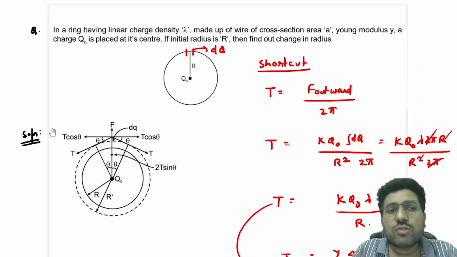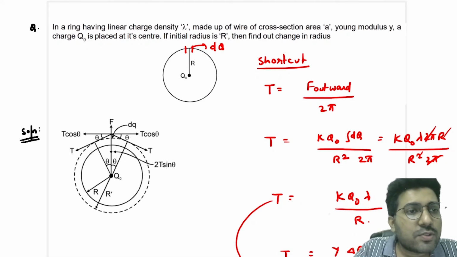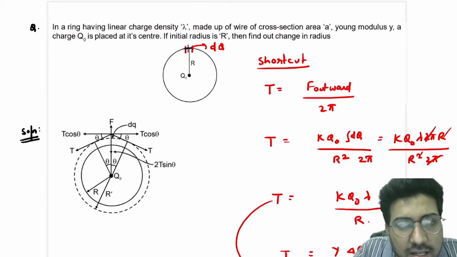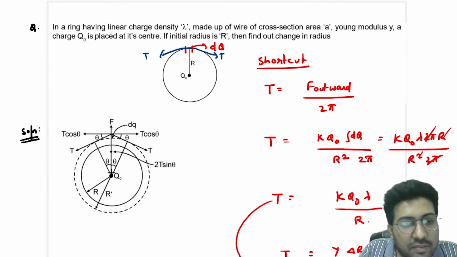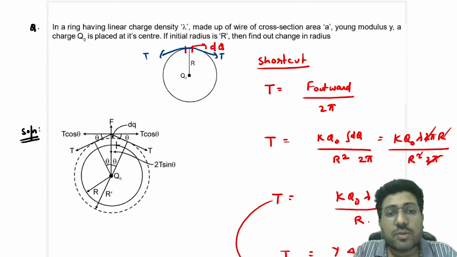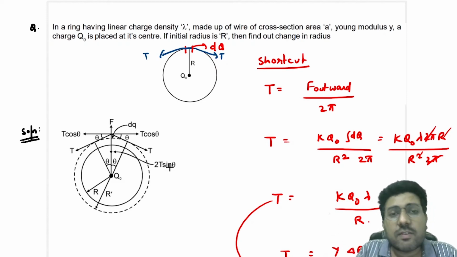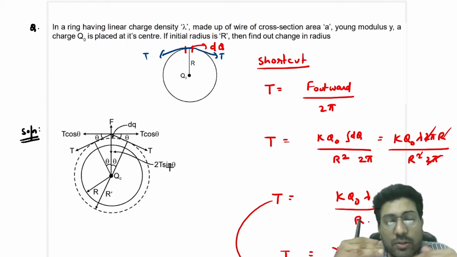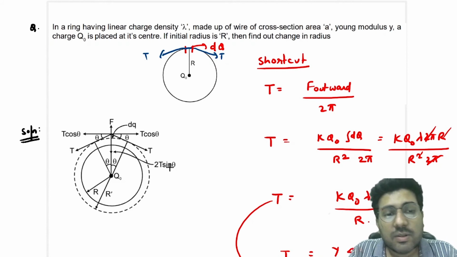But suppose you don't want to use the shortcut, then what you have to do is again the same thing. You have to take the element here, and this side is pulling it with tension T, this is pulling with tension T, this angle we have taken 2 theta, the same thing that we have done in the question in which the particle was rotating with angular velocity omega. The same thing you have to do here. This time the only thing is the tension is not the centripetal force, but this time the tension will be balanced by the electrostatic force. So you will write 2T sine theta is equal to k q naught dq by r square. That's it. You will get the same answer, this one.